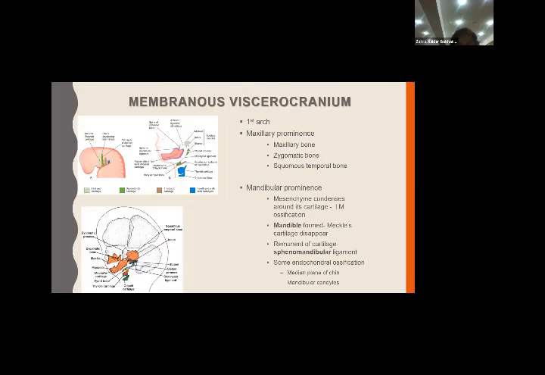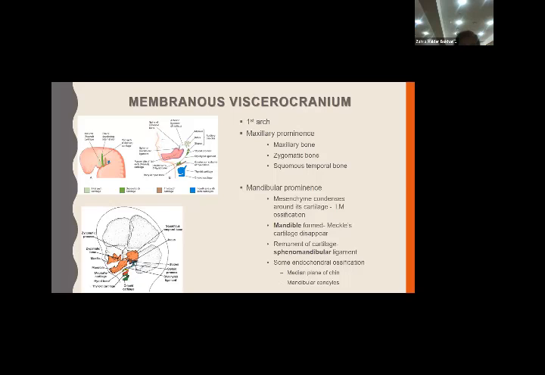ठीक है? Then उसके अलावा first arch में से sphenomandibular ligament बना, ये जो remnants of the cartilage रह गए थे, इससे sphenomandibular ligament बन गया. उसके अलावा mandible में से कुछ parts हैं जो कि endochondral ossification से भी develop होते हैं, that means midline में, chin में, या फिर condyles of the mandible, ये तो cartilaginous develop होते हैं, but by and large mandible develops by intramembranous ossification.